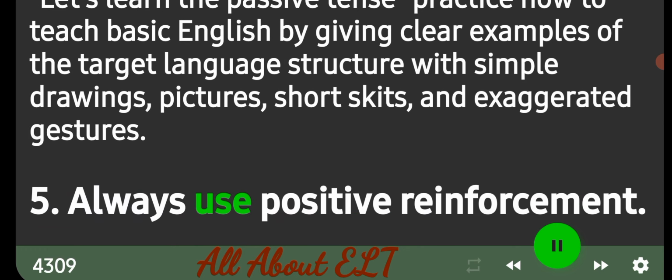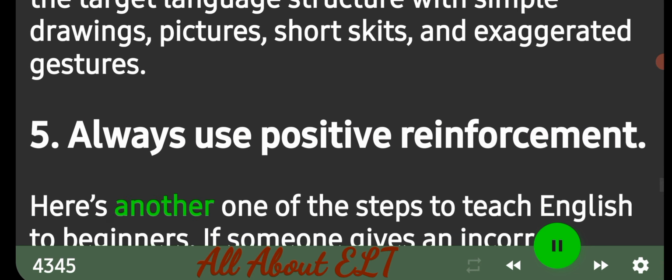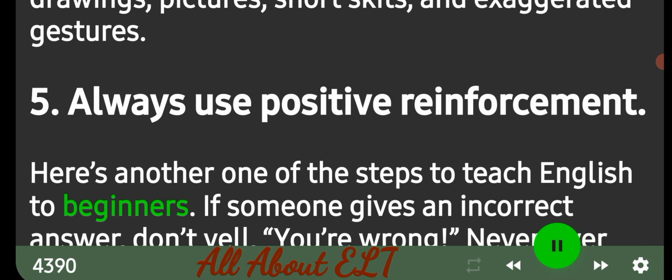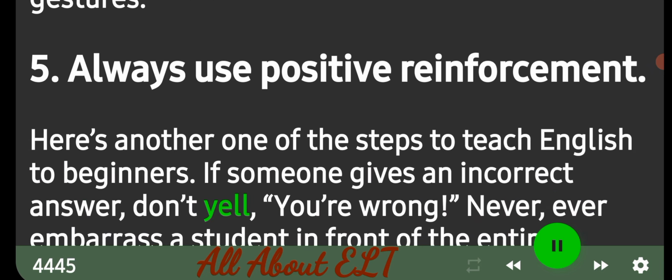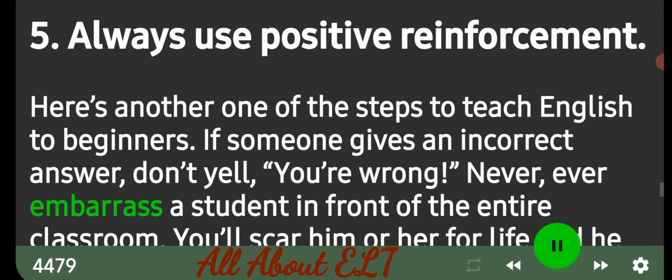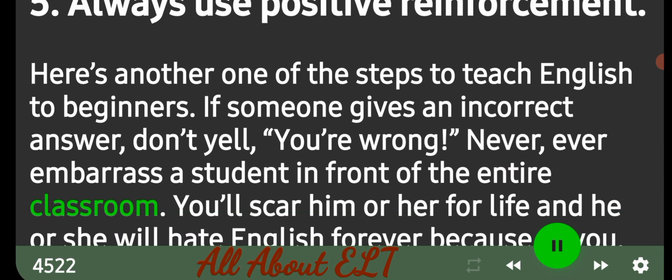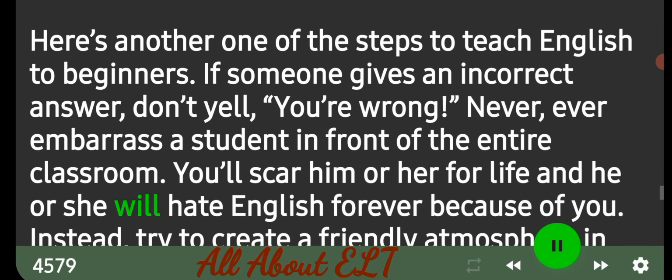5. Always use positive reinforcement. Here's another one of the steps to teach English to beginners. If someone gives an incorrect answer, don't yell, "You're wrong." Never, ever embarrass a student in front of the entire classroom. You'll scar him or her for life, and he or she will hate English forever because of you.